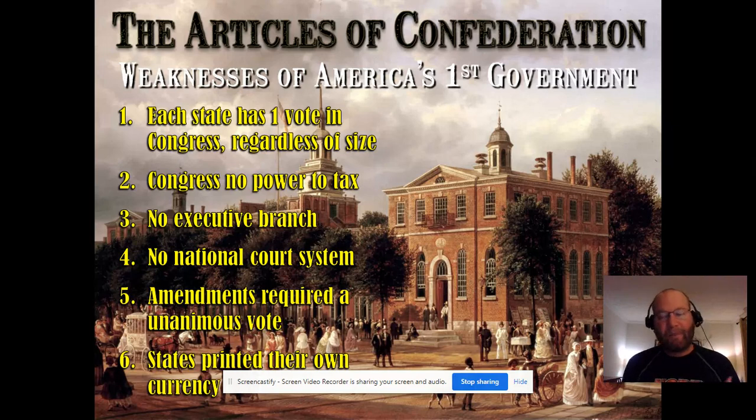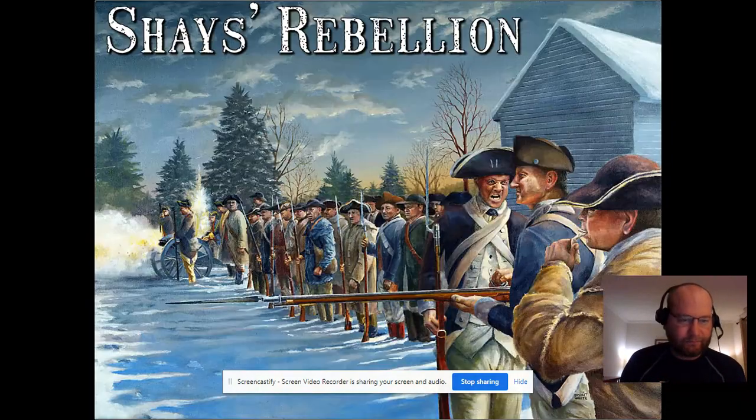And then trying to figure out, well, I've got 5 Indiana dollars. How many Tennessee dollars is that? So it becomes an economic and trade mess.